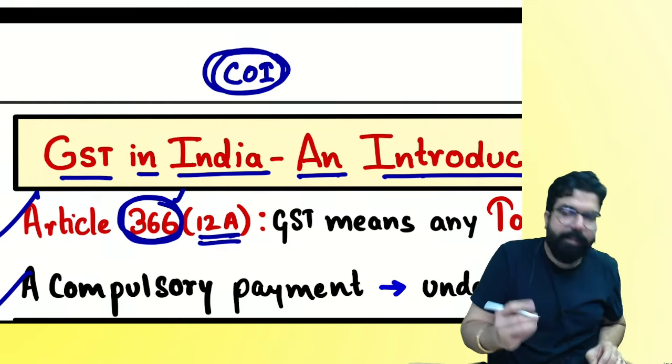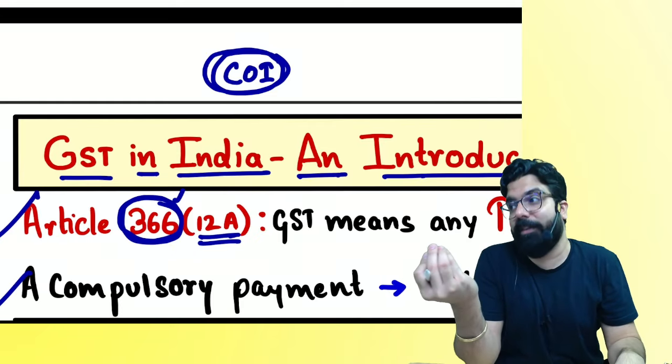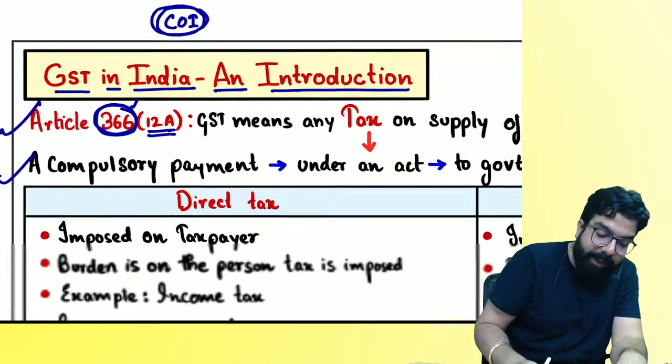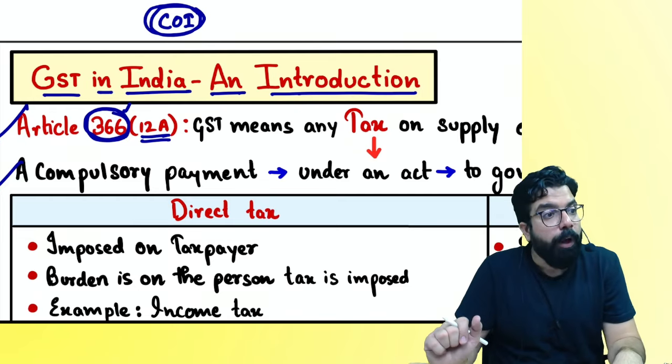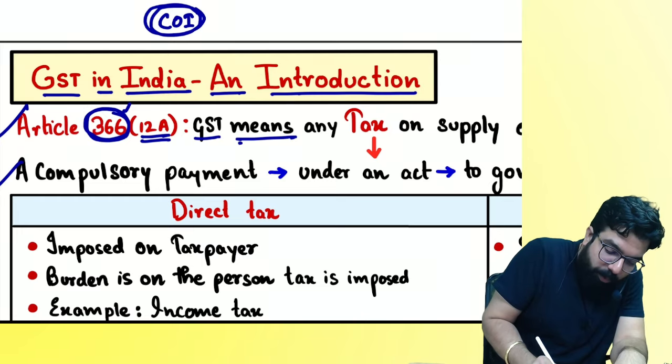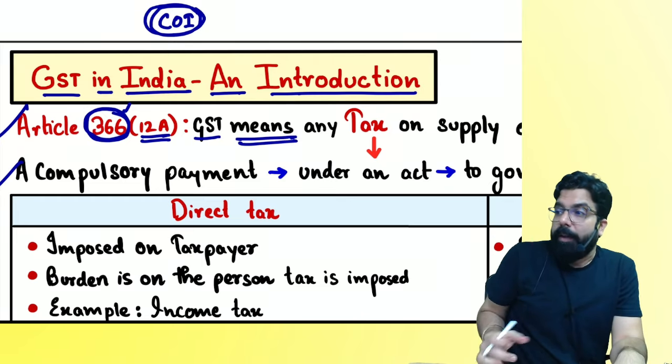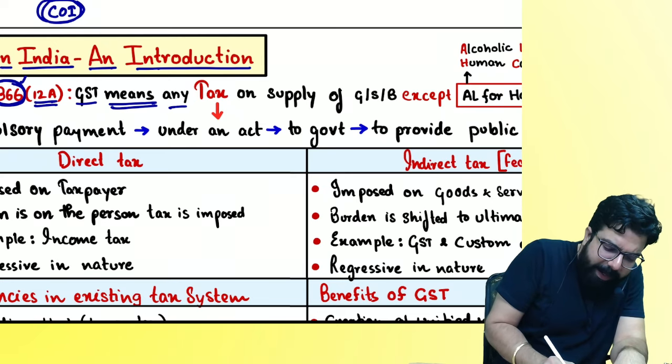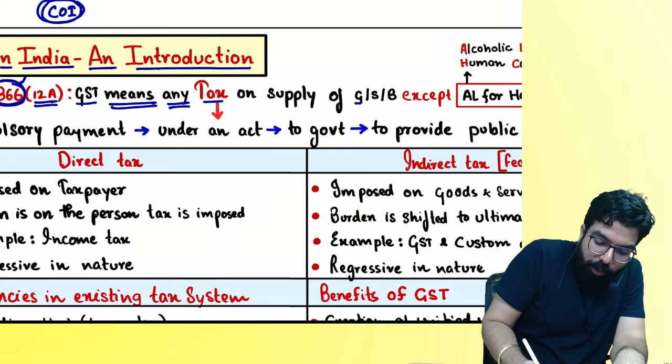Actually, article 366 goes ahead and gives you the definitions. In that, the definition of GST is there. What is the definition of GST? It says GST means, what do you mean by GST? GST means any tax on the supply of goods or services or both. Both means what?